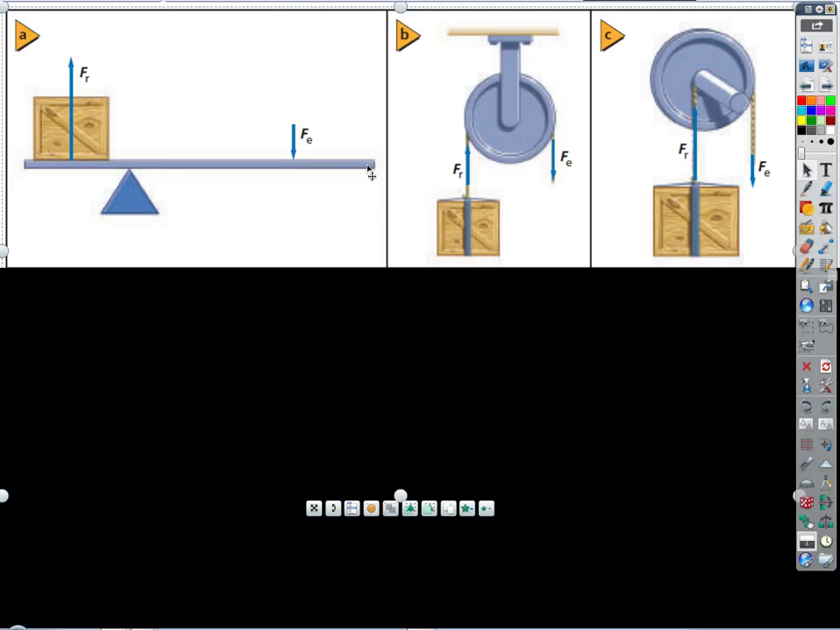So you would take the measure of the whole effort arm. Yep. Okay, and we'll look at each of these individually. Do you know what this is called? Pulley system or a block and tackle. Okay, what's that?